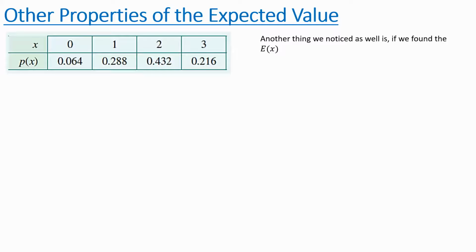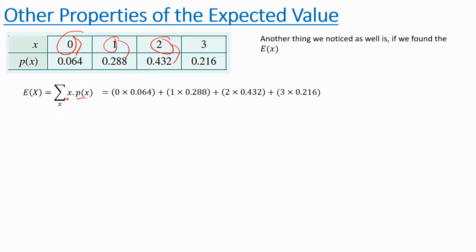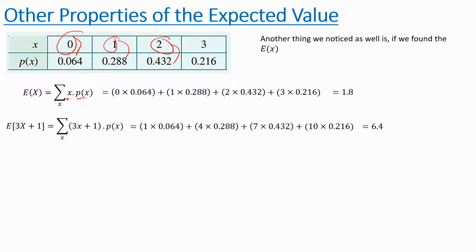I want you to notice things. We found that if we were to find the expected value, you take your data times this, plus your data times this, plus your data times this, which is what this is saying. X times the probability, and you sum it all together, is what you're going to get, 1.8. What we did before was the expected value of 3x plus 1, we get 6.4.